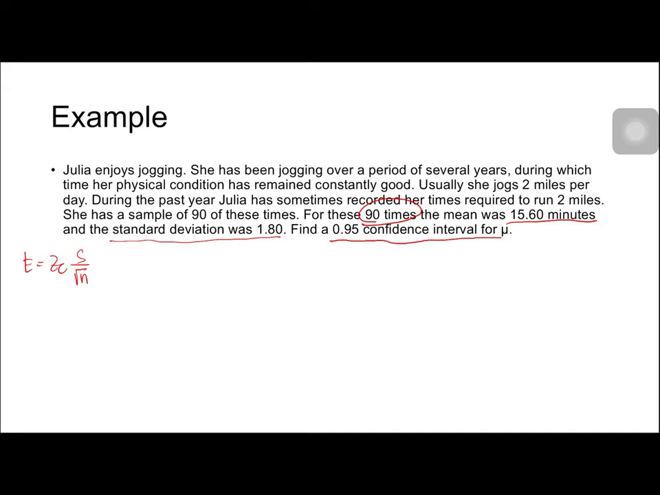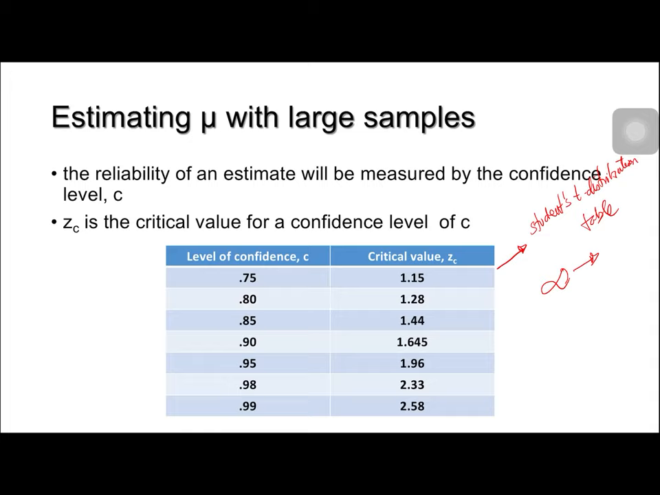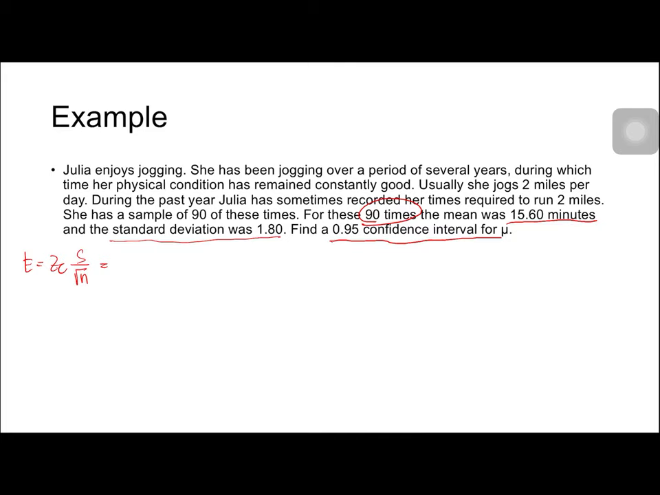So we have here our ZC at 0.95 is 1.96. So we have there 1.96 times our standard deviation of 1.8 divided by the square root of 90. So our E is equal to 1.96 times 1.8 divided by the square root of 90. We have there 0.37.